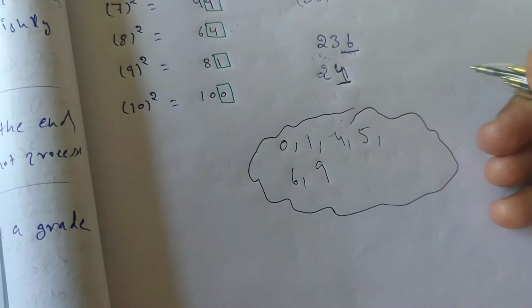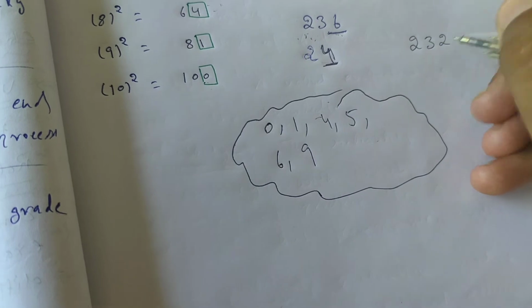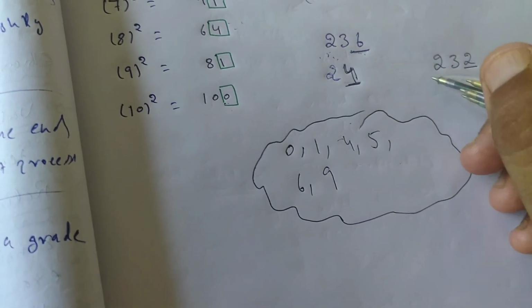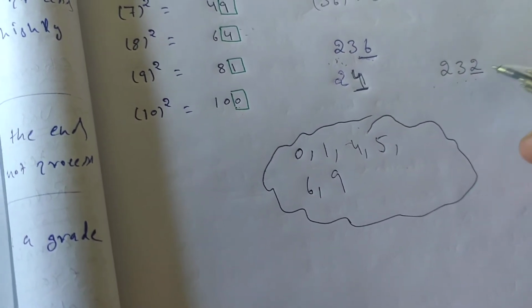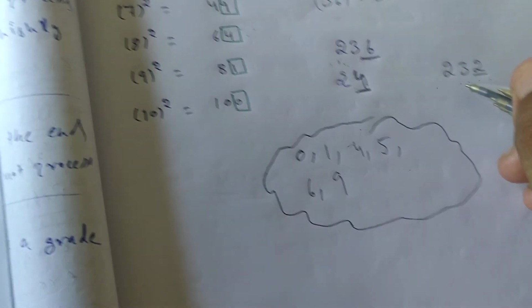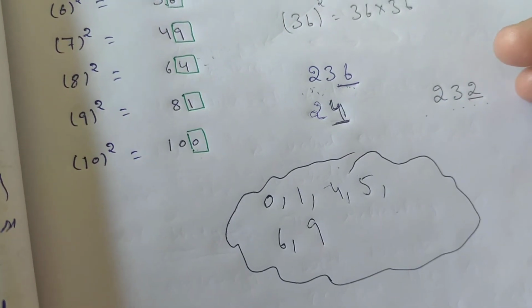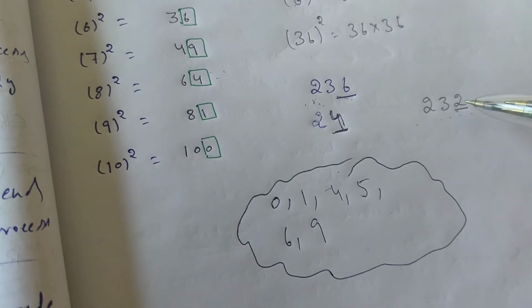If a number is, suppose, 232, you say its unit place number is 2, so this is not a perfect square. How do we observe whether a number is a perfect square or not? Just by looking at its unit place.